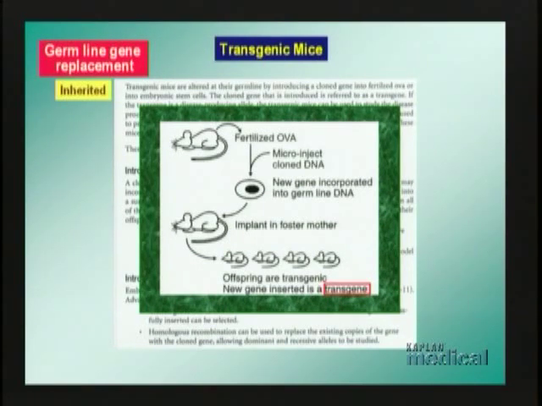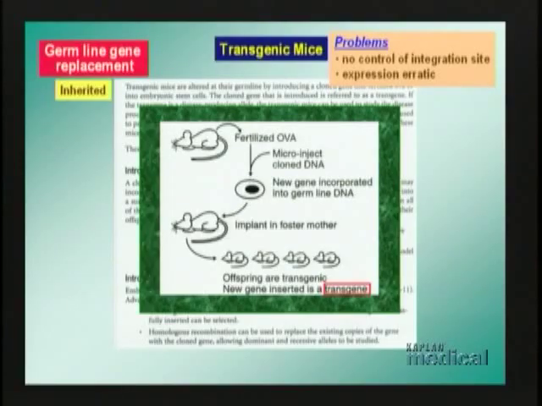But this type of technology does have problems. One of the problems is there's no control of the integration site. If you take a gene and put it into a fertilized ova, where does that gene insert into the chromosomes of a mouse? Controlling where that gene goes is a problem. Another serious problem is that the expression of the gene into messenger RNA and then downstream into protein can be erratic. Sometimes you might get too much and sometimes you might get too little protein being expressed. So that's a serious problem with this type of technology.